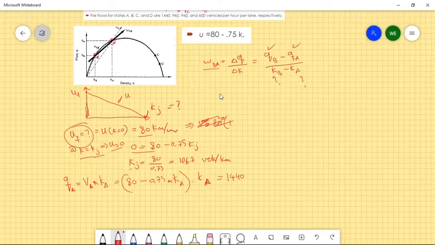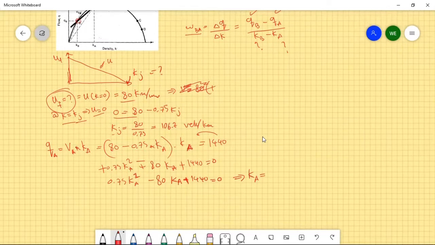Let's multiply these values together. We will have minus 0.75 KA squared plus 80 KA. Let's move this to the other side, so it's minus 1440 equals 0. Let's multiply it by minus 1. Can someone solve this for us, please? 83.73, and x2 is 22.92.